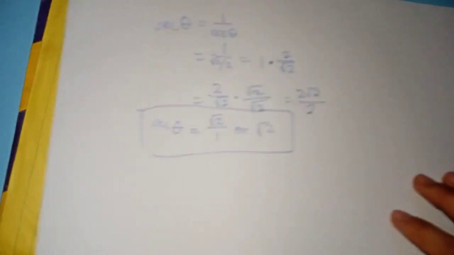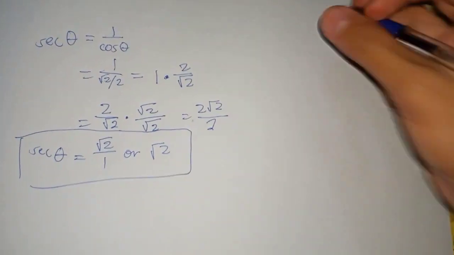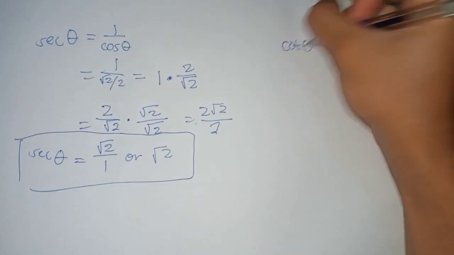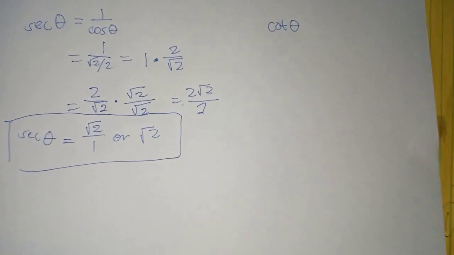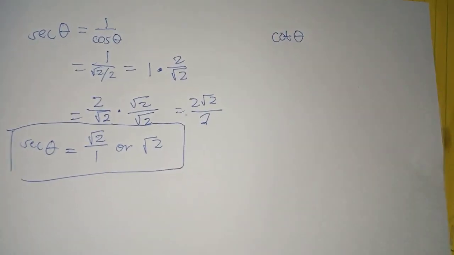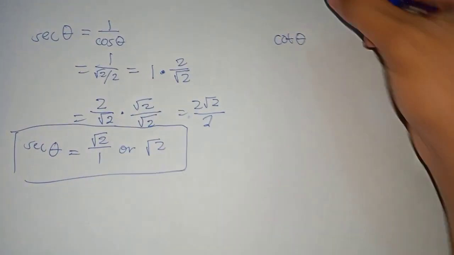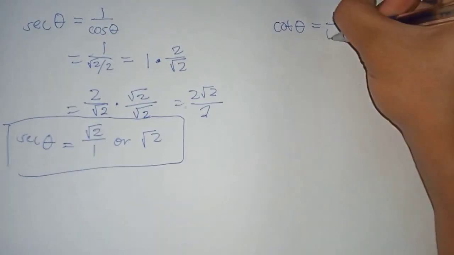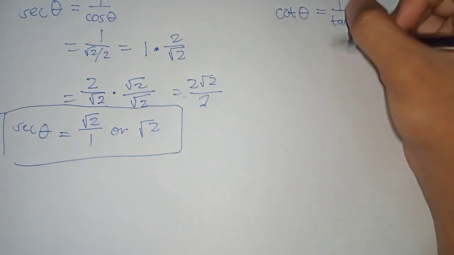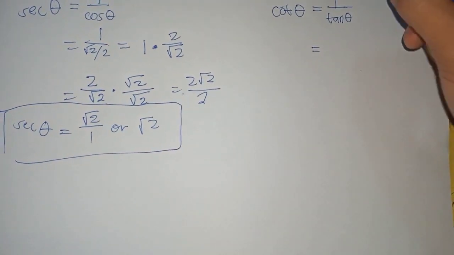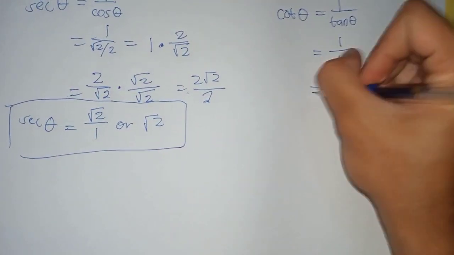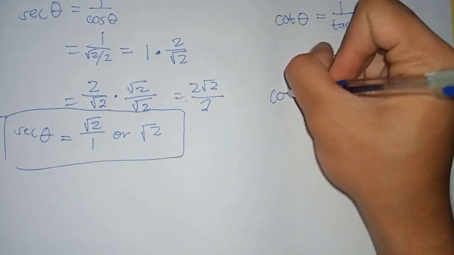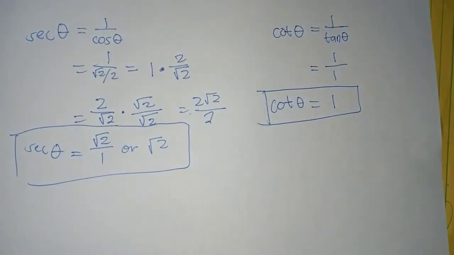So next, we are going to solve or find the cotangent. This is the last trigonometric function. We are going to use also the reciprocal identity, 1 over tan theta. So substitute the value of tan. We have 1 over 1 is equal to 1. So this will be our cotangent theta.